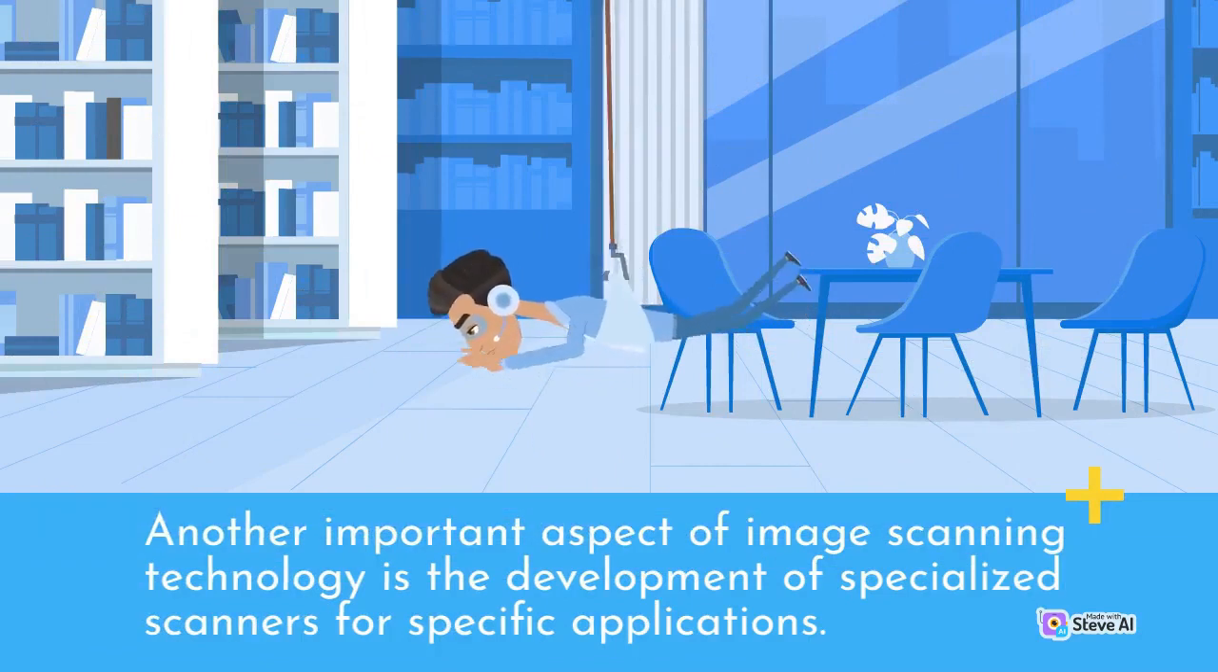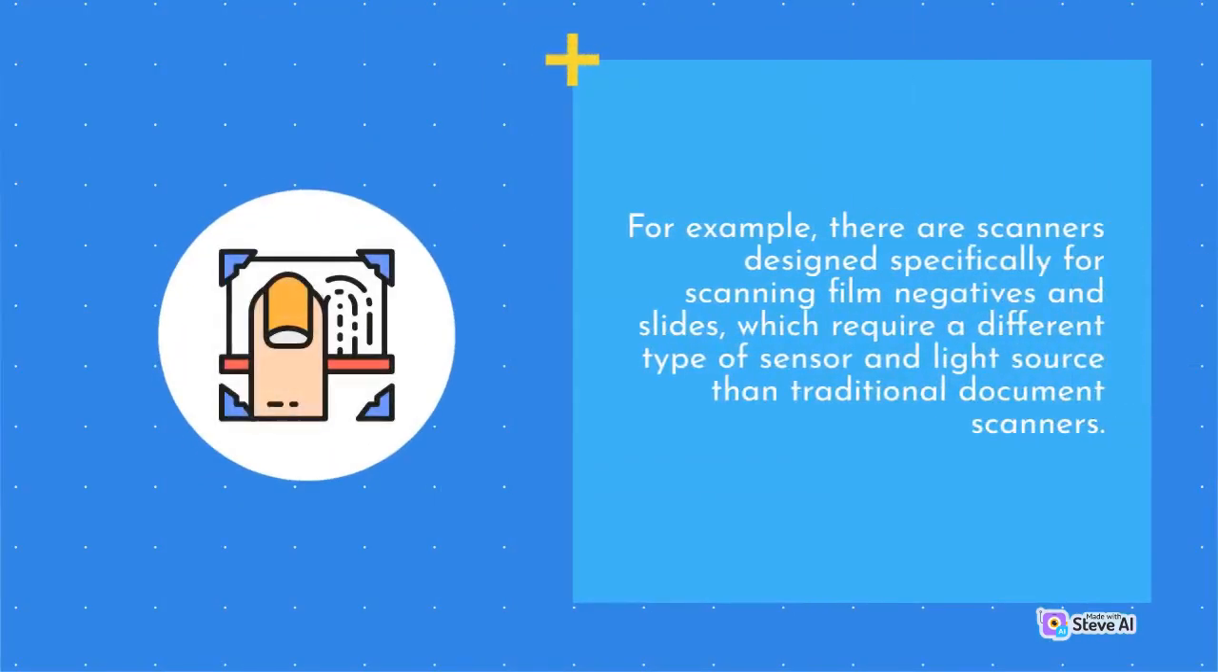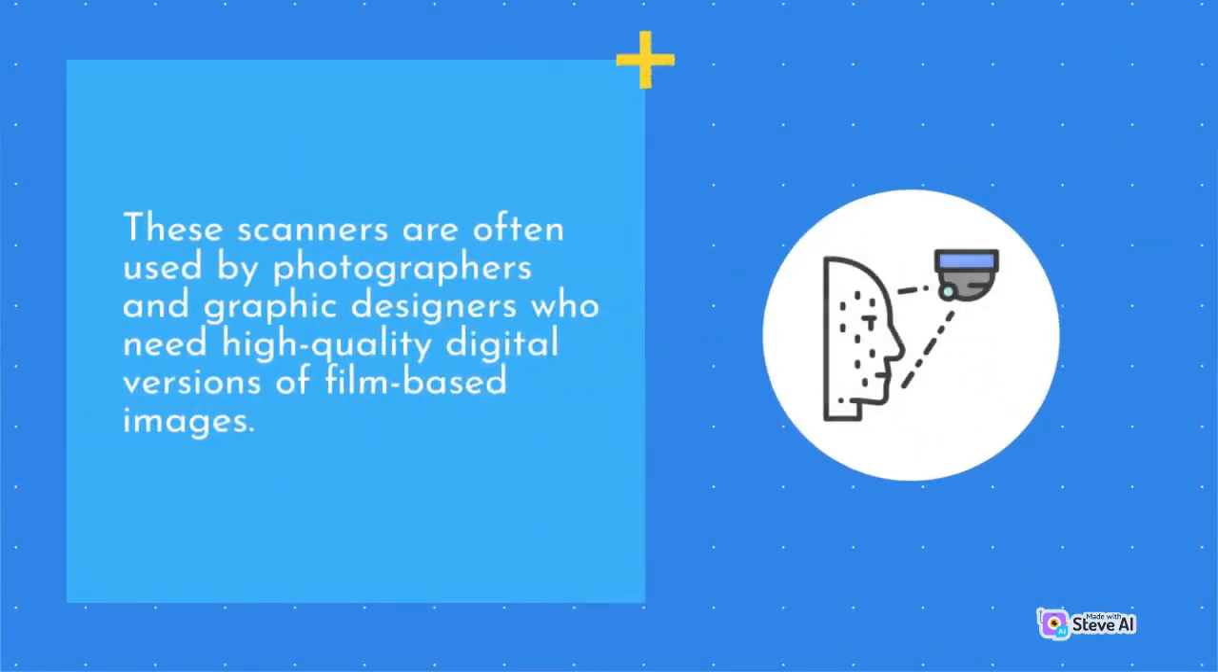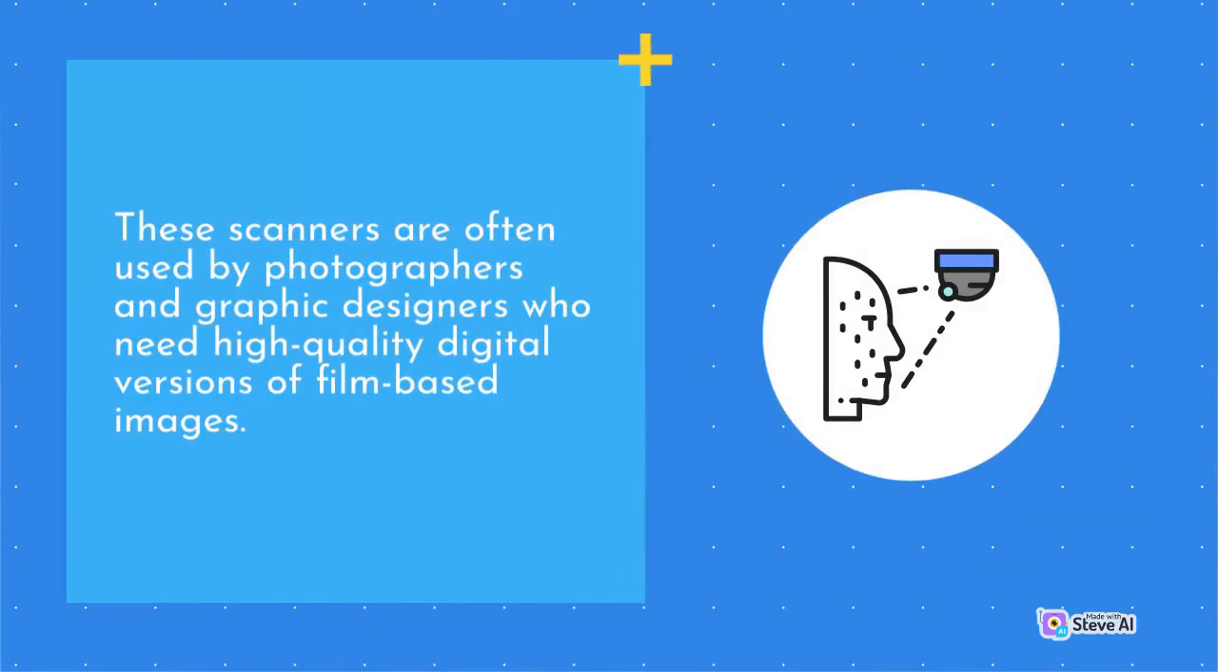Another important aspect of image scanning technology is the development of specialized scanners for specific applications. For example, there are scanners designed specifically for scanning film negatives and slides, which require a different type of sensor and light source than traditional document scanners. These scanners are often used by photographers and graphic designers who need high-quality digital versions of film-based images.